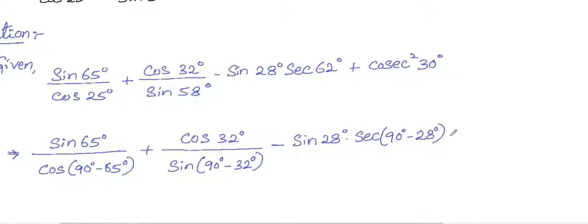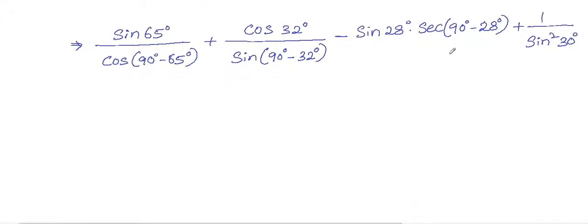And cosecant theta can be written as 1 by sine theta. So cosecant square 30 can be written as 1 by sine square 30.